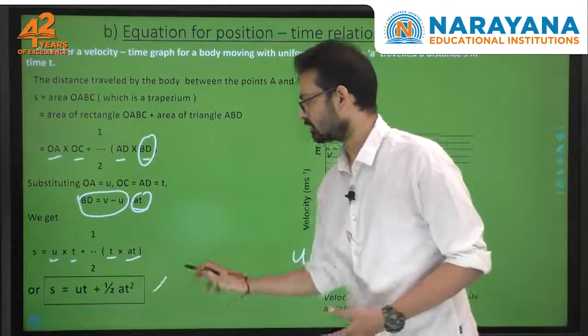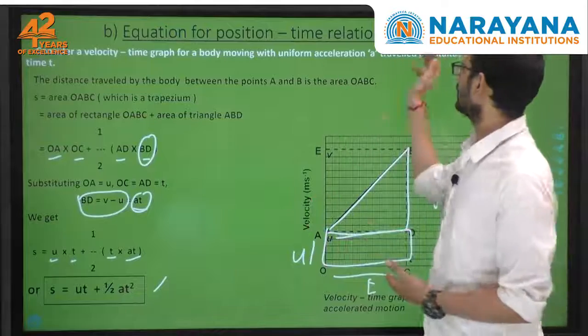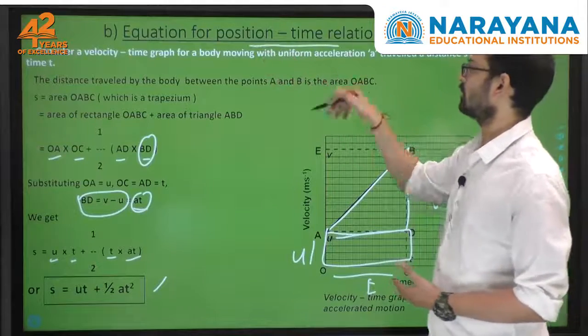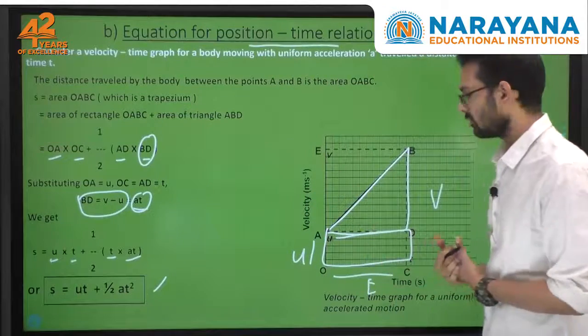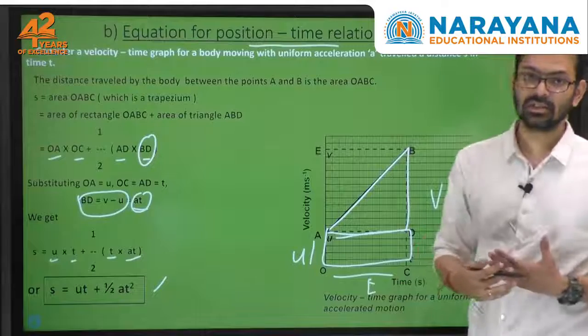So this is the relationship between the distance and time. You can call it a position time relation by the graphical method. So I hope this is helpful. Let us get into the next relation.